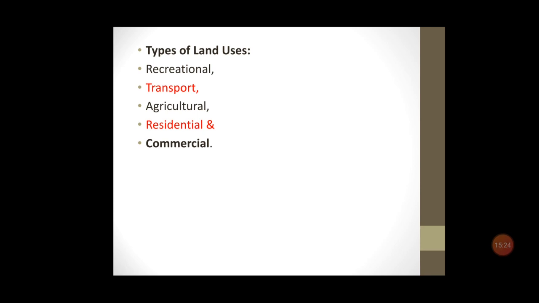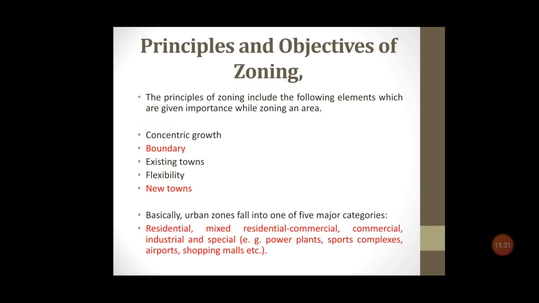Types of land uses can be classified as recreational, transport, agriculture, residential, and commercial as well. So these are the availability of a particular land type or land zone. Now if these lands, as per the availability, are classified into different zones or regions or areas within a city, that leads to the development of one more technical term, which is now introduced, known as zoning.